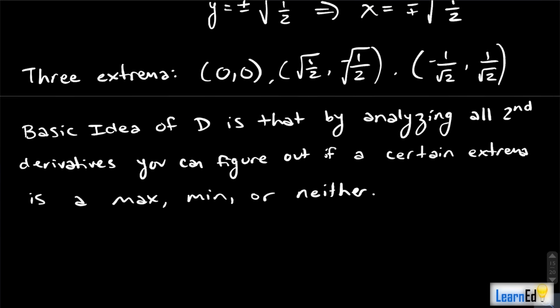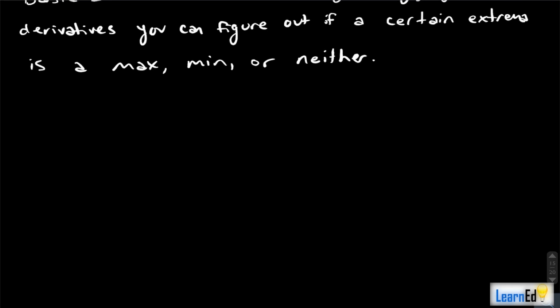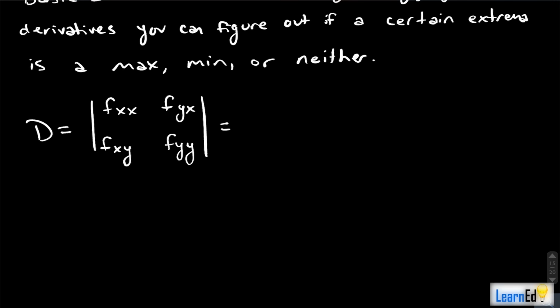Okay? So the formula for D is just going to be a matrix of second partial derivatives. So D equals fxx, fyx, fxy, fyy. And when you compute the determinant of this, you get fxx times fyy minus, and you can just write this as fxy squared. Remember, this is all from Clairaut's theorem.